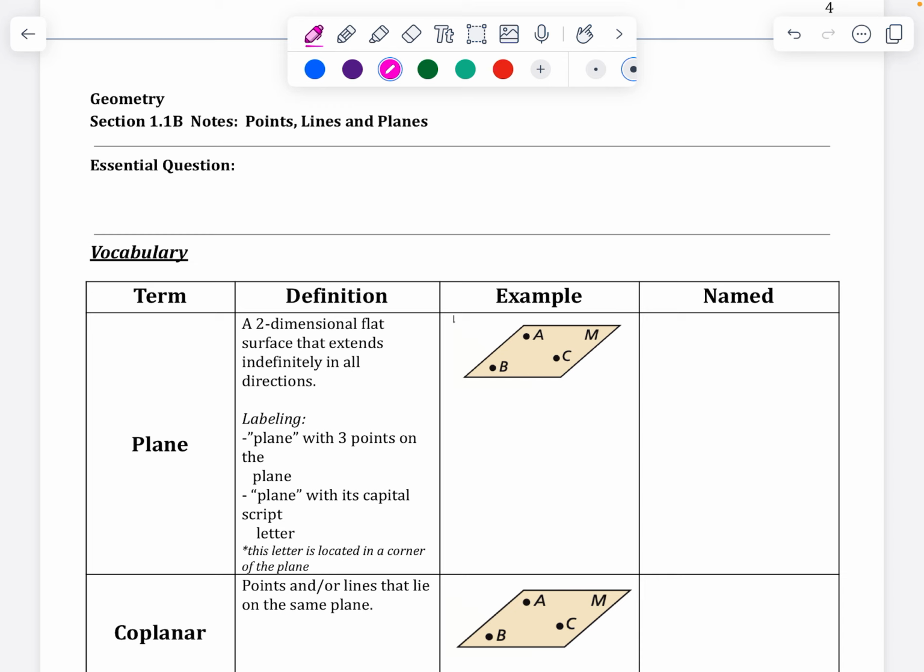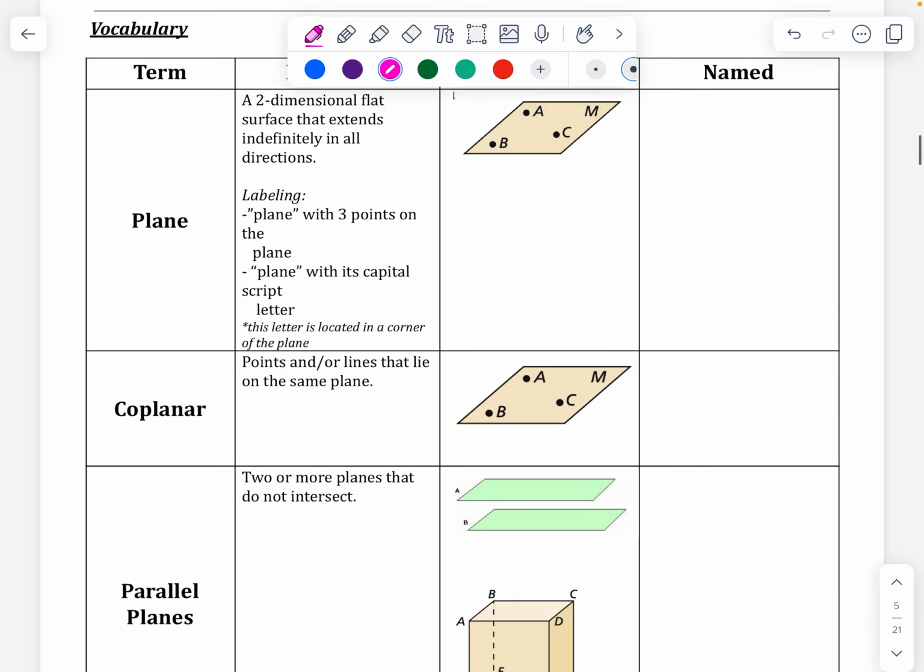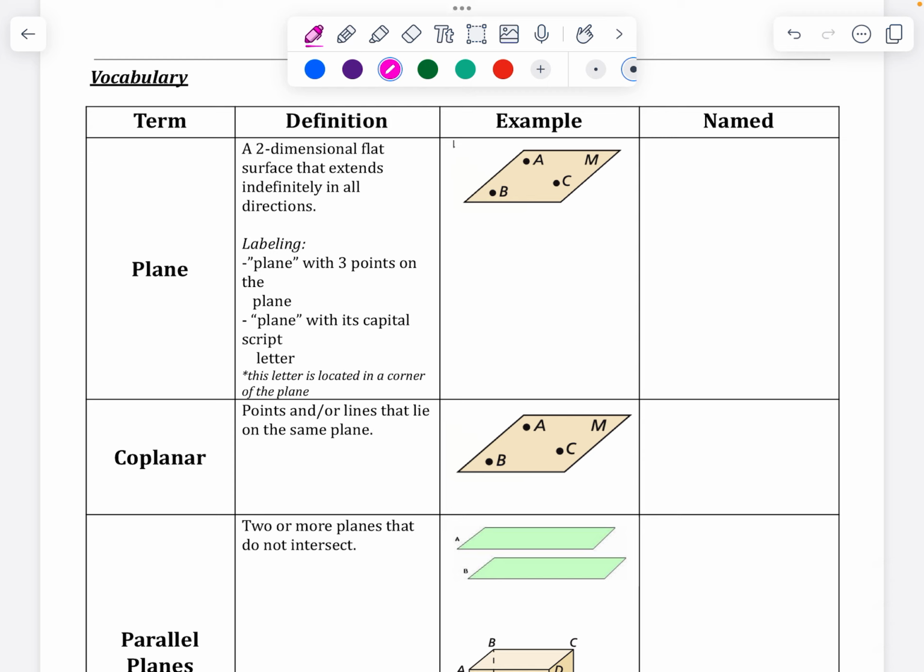This is the second half of 1.1 notes, so it's 1.1b, and we're going to finish off the vocabulary that we left off with. First thing on our vocab list is a plane. A definition is a two-dimensional flat surface that extends indefinitely in all directions. We have to have at least 3 points that make a plane, and we use those 3 points to help us label it. For example, you could say this is called plane ABC using those 3 points.